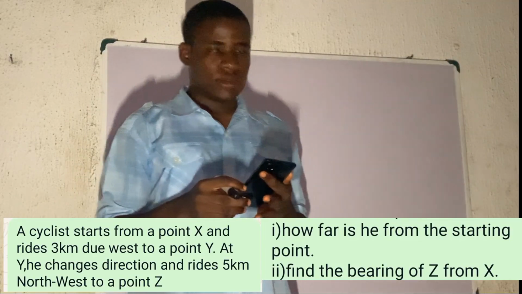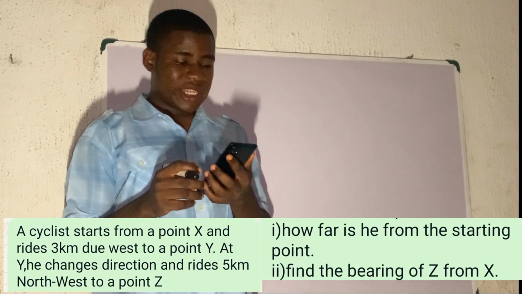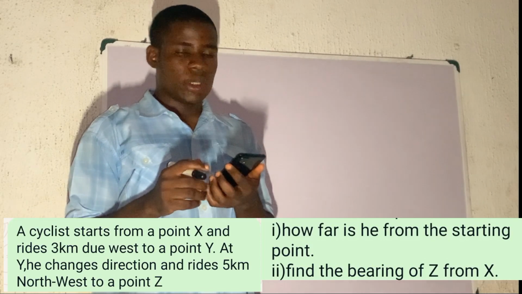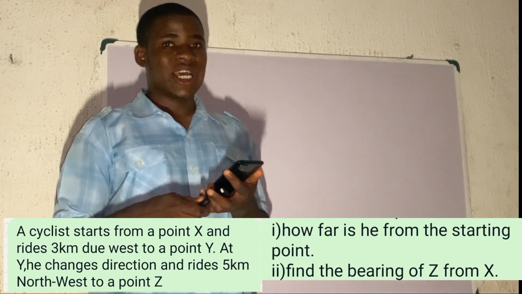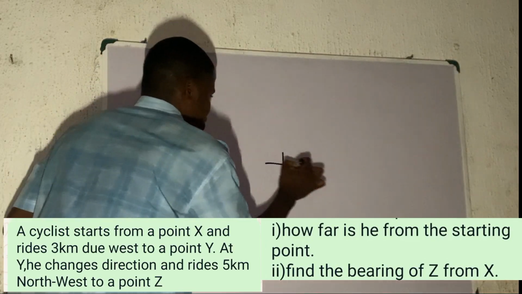Today we have a question and it says a cyclist starts from a point X and rides 3 kilometers due west to a point Y. Now you can see that the point he starts from is X. So X, we should respect X. So X is somewhere here.